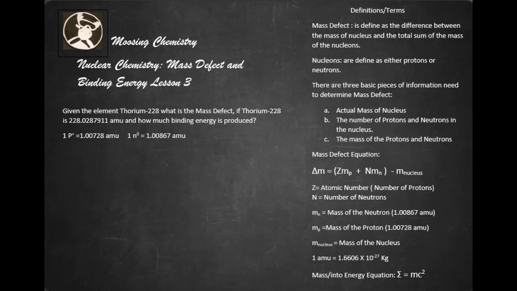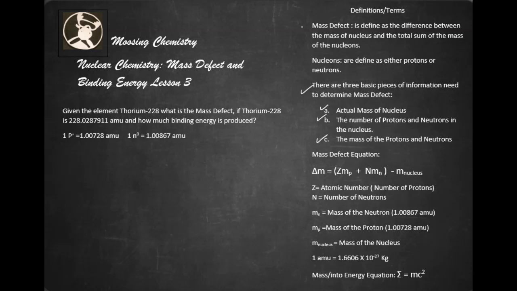Alright, well let's go ahead and do this. There's a couple things that we need to know. We need to know the actual mass of the nucleus, the number of protons and neutrons in the nucleus, and the mass of the protons and the neutrons. That's what we need to know to find mass defect.